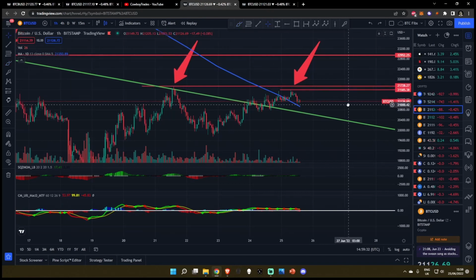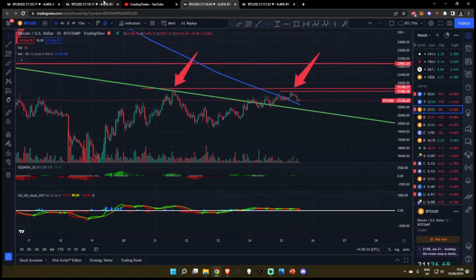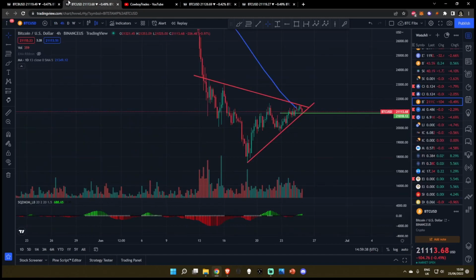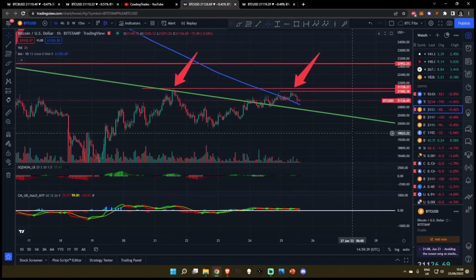Once again, I could be wrong. I don't have a crystal ball. I'm just looking at a lot of these charts, piecing it together, and it looks like we could be getting ready. Well, we are getting ready for a big move. The question is, what direction are we moving in?